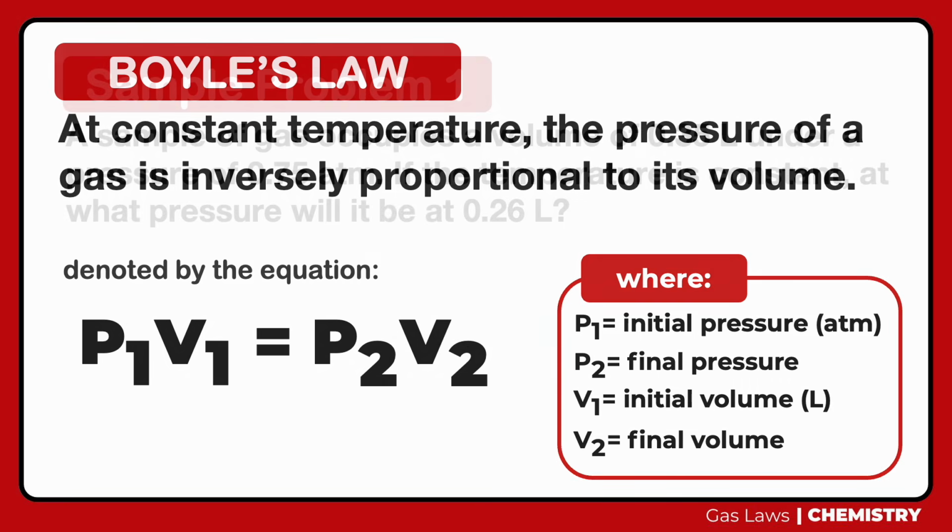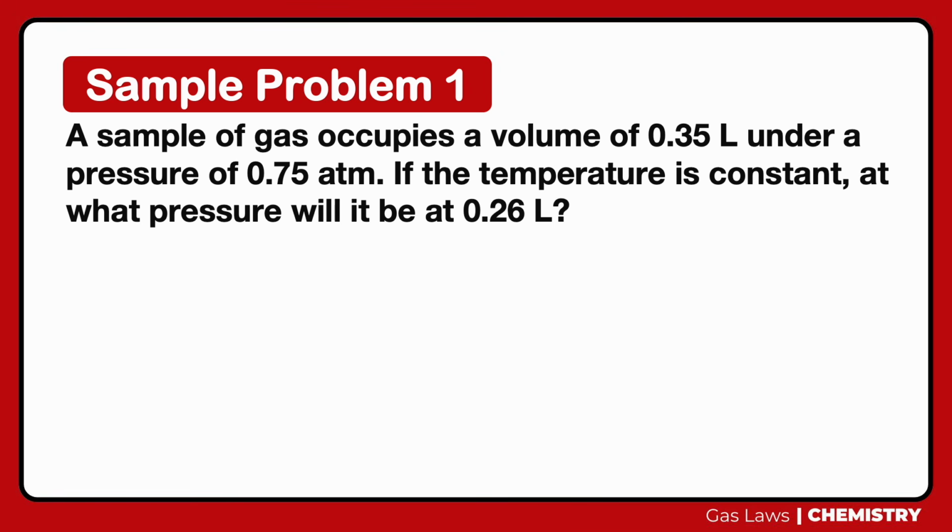Let's try to apply this concept to a sample problem. A sample of gas occupies a volume of 0.35 liters under a pressure of 0.75 atmosphere. If the temperature remains constant, at what pressure will the gas be when the volume changes to 0.26 liters? This problem can be solved using Boyle's law since the temperature is constant and only the pressure and volume change. First, identify the given values.